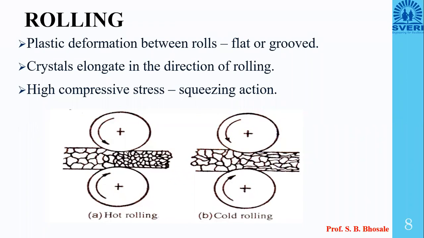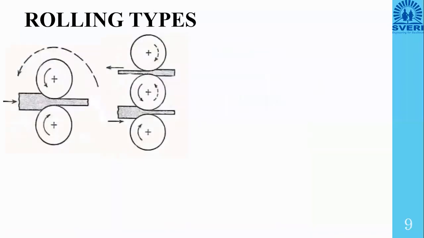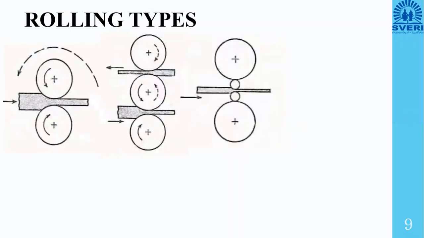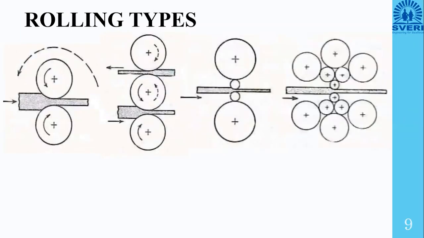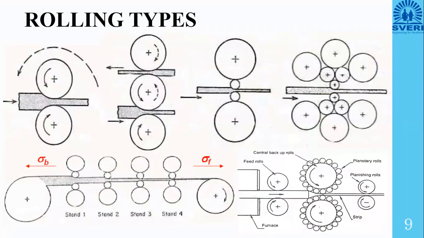This is what we have studied, how the grain deformation takes place. Then we will go to the next point. Already you have studied these rolling types: the 2 high rolling mill, 3 high rolling mill, 4 high rolling mill, then cluster rolling, continuous rolling, planetary rolling. Is it right? So this theoretical part of all the rollings you have studied.